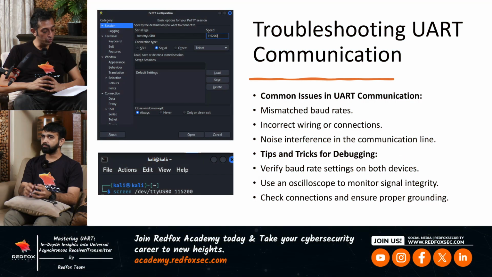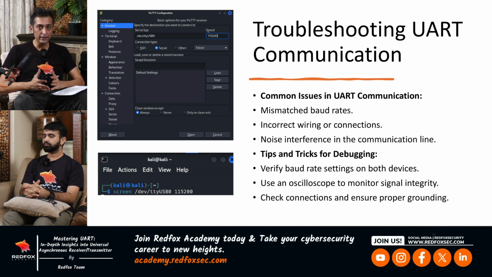What are the common issues that you usually face during UART communication? And for our viewers, what are the tips and tricks for debugging these issues when it comes to UART connections?